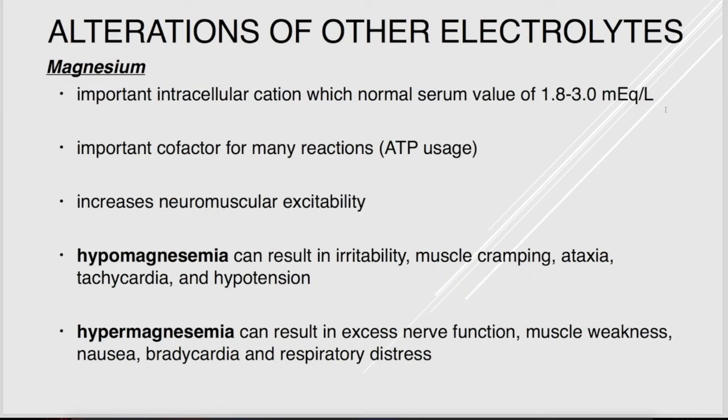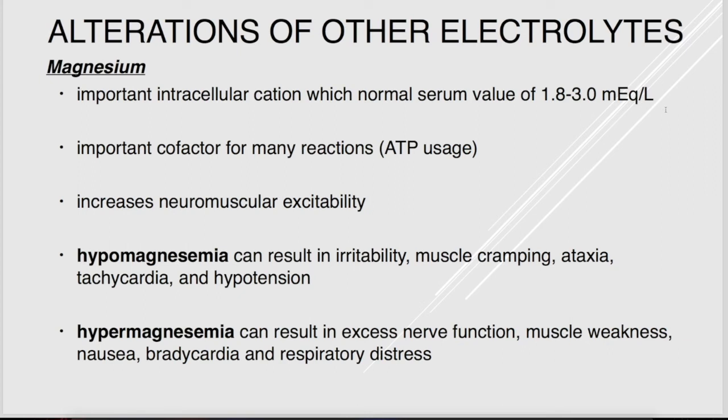So magnesium, very important cation, especially in the cell, but serum value 1.8 to 3 milliequivalents per liter. One of its most important jobs is to be a cofactor for energy producing and energy using reactions, which are pretty much all of them. Magnesium is very important for reactions that use ATP. Now, magnesium increases neuromuscular excitability. That's an important point, and you'll see that when we talk about hypermagnesemia.